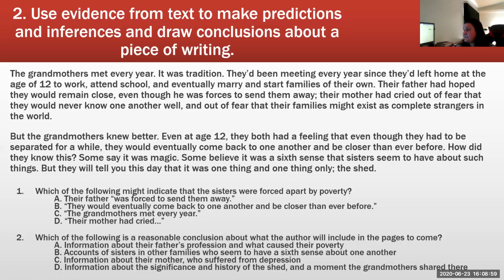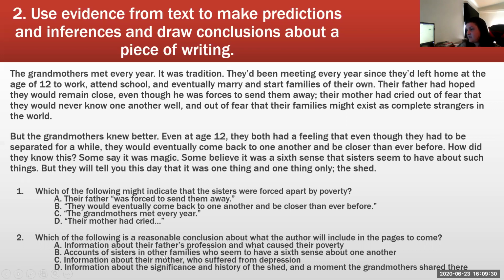So which of the following is a reasonable conclusion about what the author will include in the pages to come? So this is where we're talking about the foreshadowing. Like what in this portion right here indicates what we're going to read about next. So let's read. But they will tell you this day that it was the one thing and one thing only, the shed. Dun, dun, dun. Okay. Information about their father's profession and what caused their poverty. No, I don't think that's what we're going to move on to next.